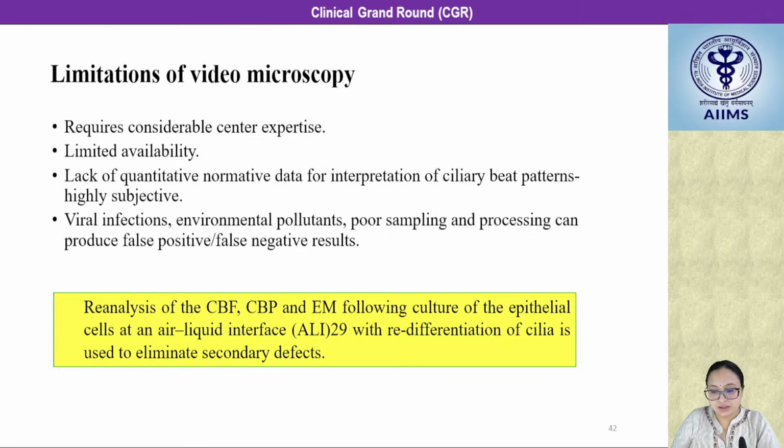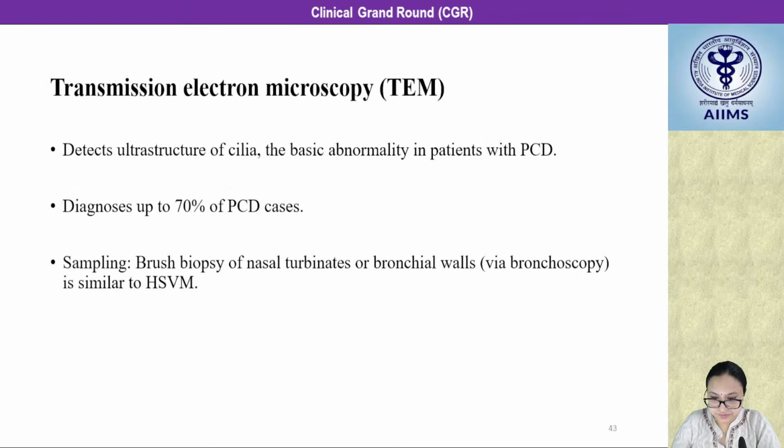And then also it is subject to false positive or negative results because of superadded viral infections, environmental pollutants, poor sampling technique and processing. But there is a way to bypass that to some extent by reanalysis of the ciliary beat frequency, pattern and EM following culture of the epithelial cells. Those same cells can be cultured, and at least the effect of the extrinsic factors could be taken away with that.